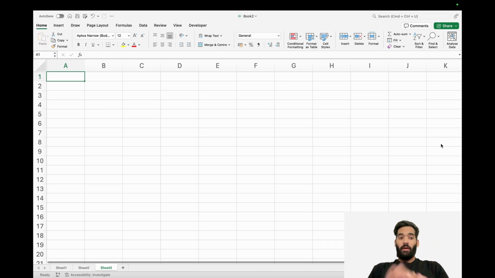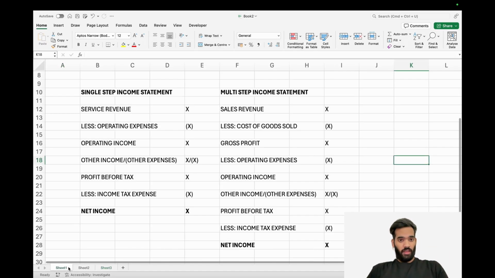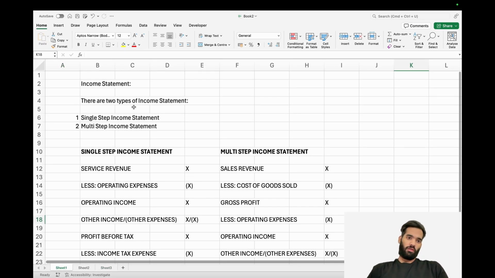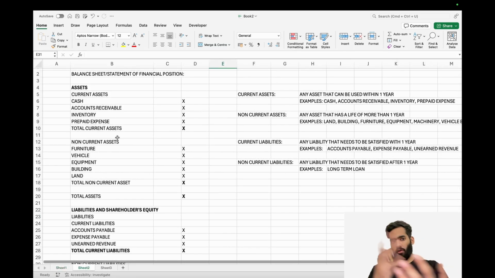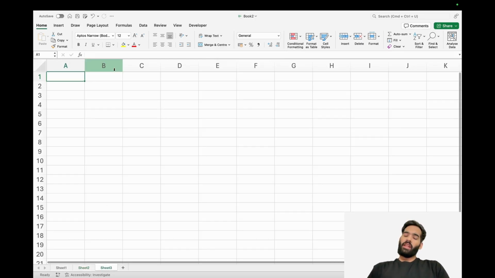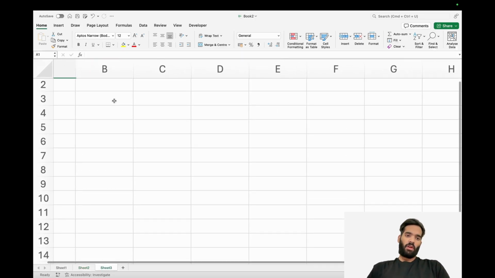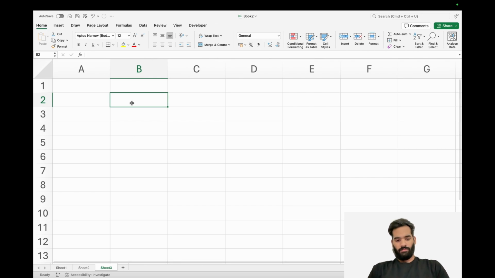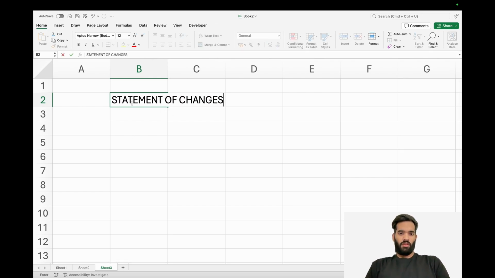So now we have already covered the statement of profit or loss, which is also called income statement. We also covered the balance sheet, which is also called statement of financial position. Now we are going to cover another financial statement, which is called statement of changes in equity.